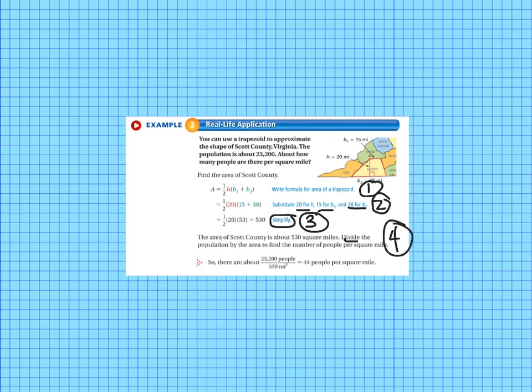So there are about 23,200 people in the whole county, and when you divide that by 530 square miles, that turns out to be about 44 people per square mile.